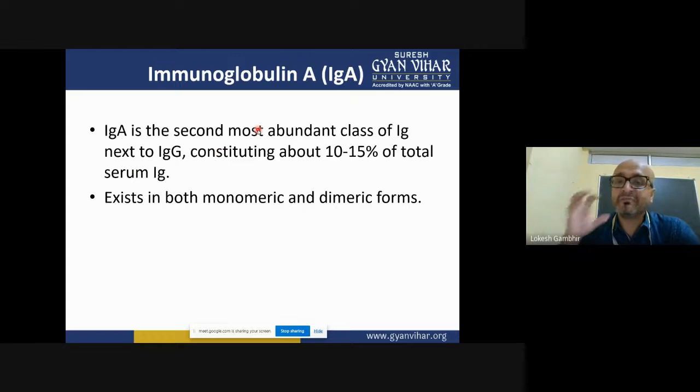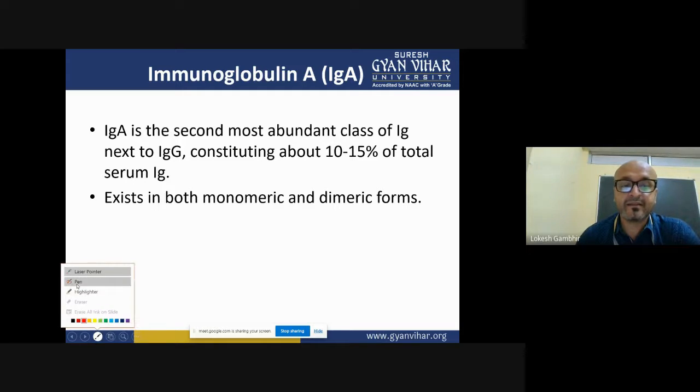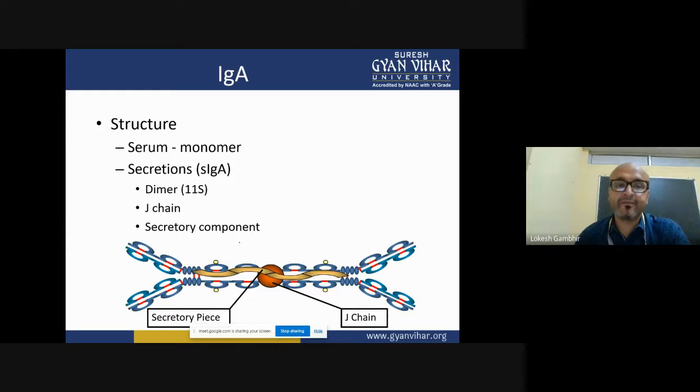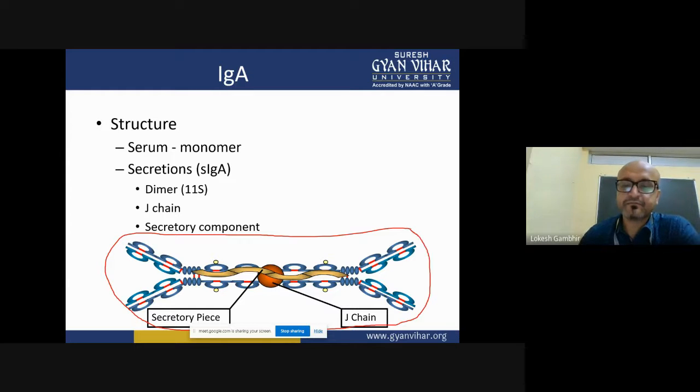Now, the unique part of IgG is what? It exists in both monomeric as well as dimeric form. What is monomeric and dimeric form? Let us look at this particular image and then we'll discuss.